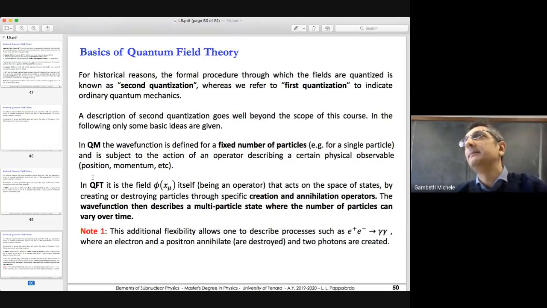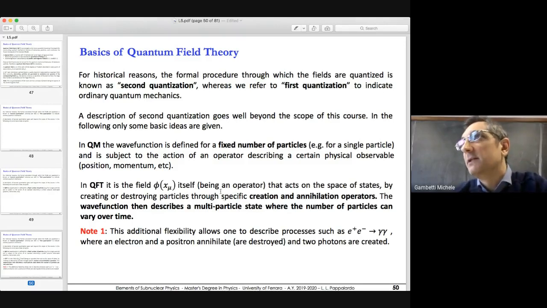In quantum field theory, since the field itself is an operator, things work in the opposite direction. It is the operator itself, so the field itself, that acts on the space of states by creating and destroying a particle through specific creation and annihilation operators. The wave function, in the case of quantum field theory, describes a multi-particle state, but not with a fixed number. The number of particles in this multi-particle state can vary over time, because particles can be created and annihilated through these creation and annihilation operators. So it's conceptually very different.